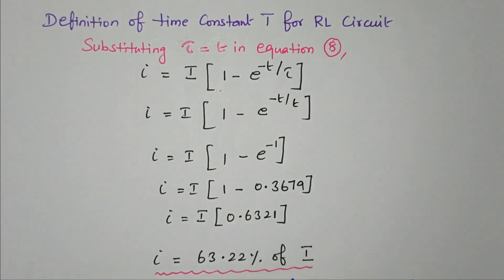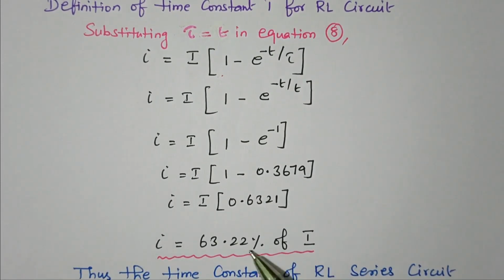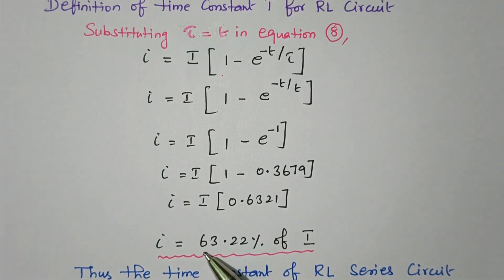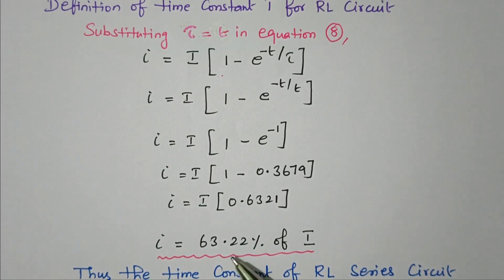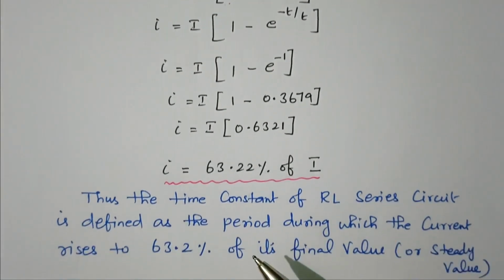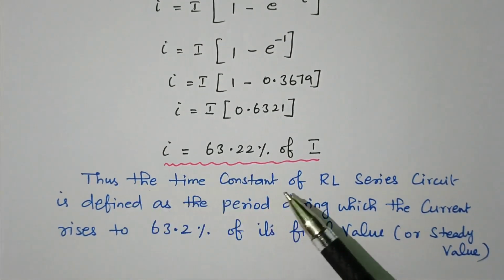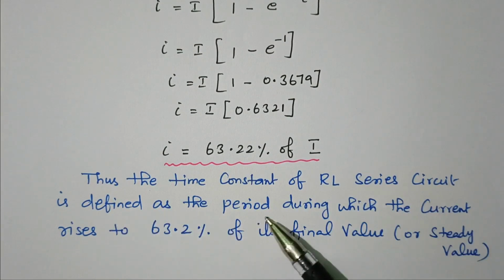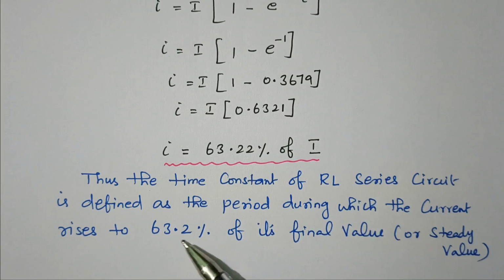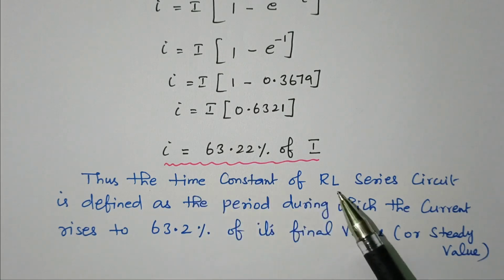So I equal to 63.2 percentage of I. This only we saw in the graph. The current increases gradually. Up to this value, 63.2, it is increasing exponentially and rapidly. Thereafter it increases slowly. This is the 63.2 percentage of current, and the corresponding time is also indicated in the graph. So from this we can conclude that the time constant of the RL series circuit is defined as the period during which the current rises to 63.2 percentage of its final or steady value. So this is the time constant. The time taken to reach 63.2 percentage of current is nothing but the time constant of the RL series circuit.